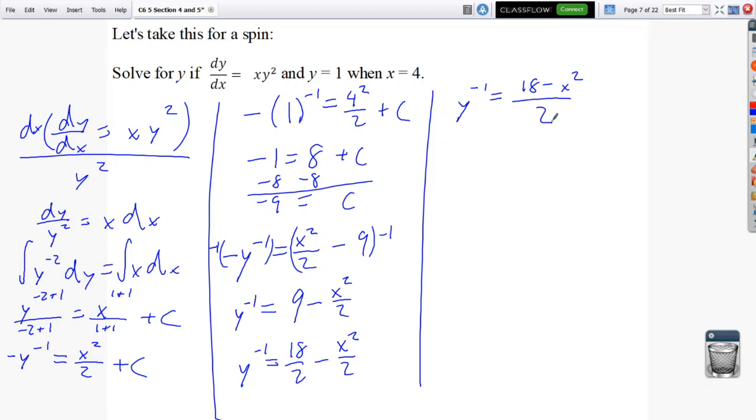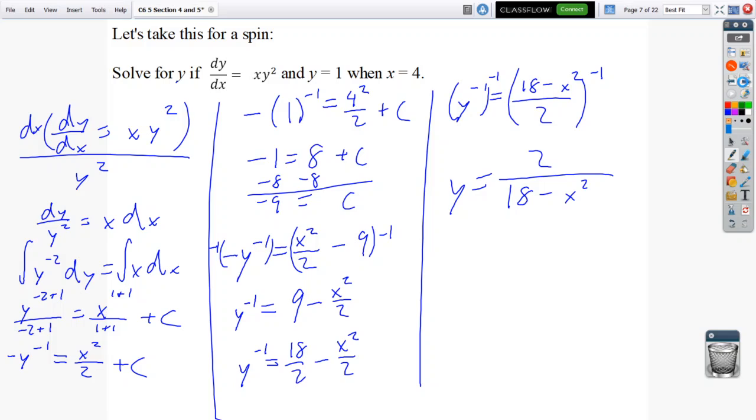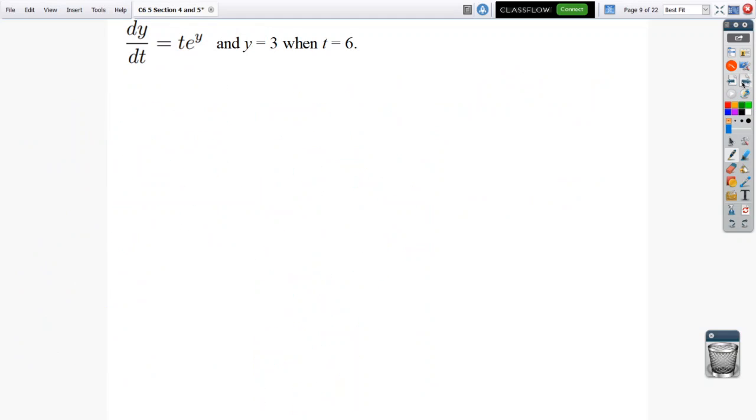So in the next step, where I invert both sides by taking the power of negative 1, remember negative first power just means reciprocate here. This is going to be y is equal to 2 over 18 minus x squared. And there I'm done. So again, we want to be very careful about the steps that you take. First step, separate the variables. Second step, integrate. Third step, solve for c. Fourth step, solve for y. Please make sure you do them in the order that I listed them there.